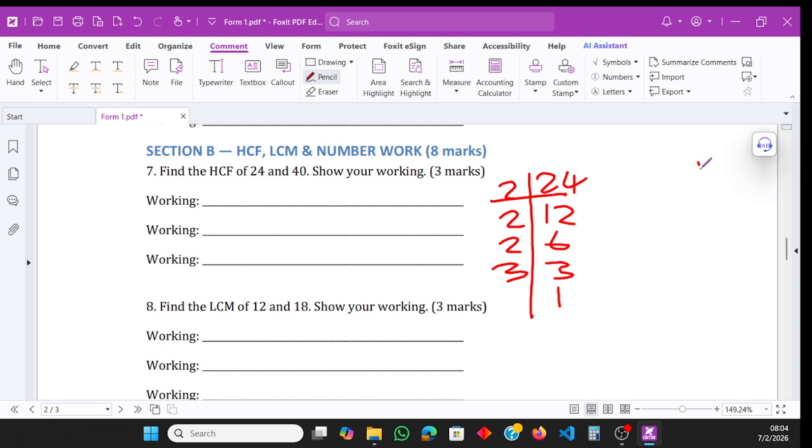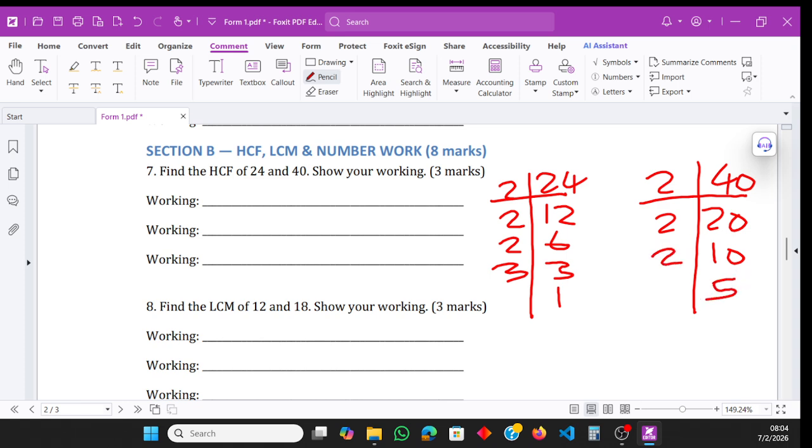When I go to 40, 40 is there. If I divide 40 by 2, I get 20. I divide 20 by 2, I get 10. I divide 10 by 2, I get 5. Then I divide 5 by 5, I get 1. Now, this is what I'll do. I'll write these figures in exponential form. So where they are saying my working, I'm going to say 2 to the power 3 multiplied by 3.